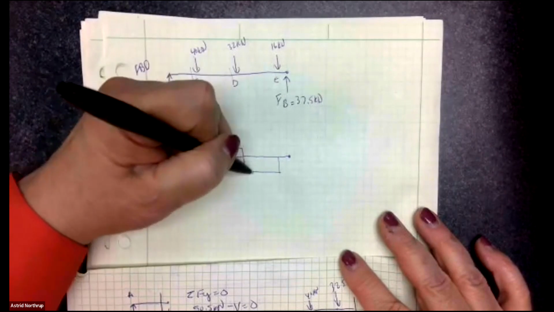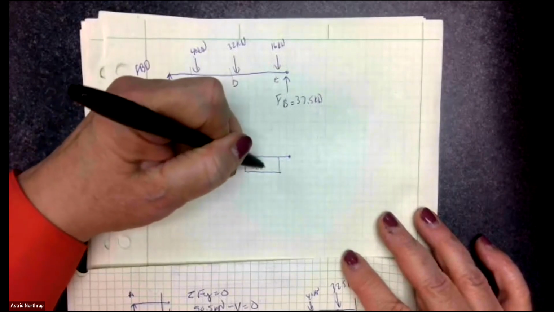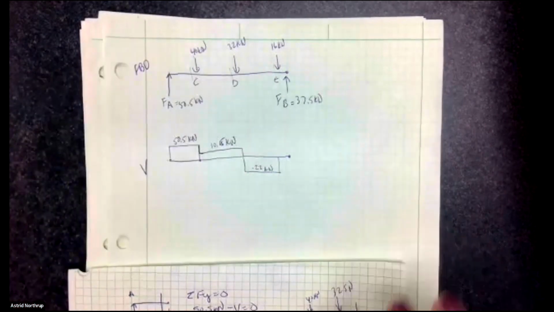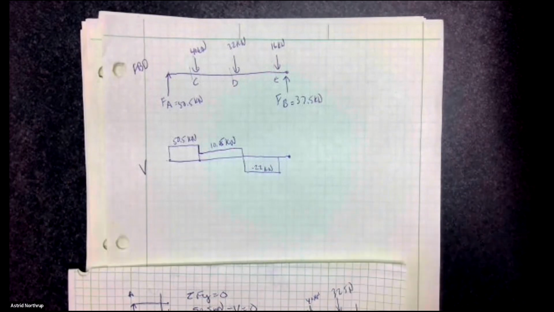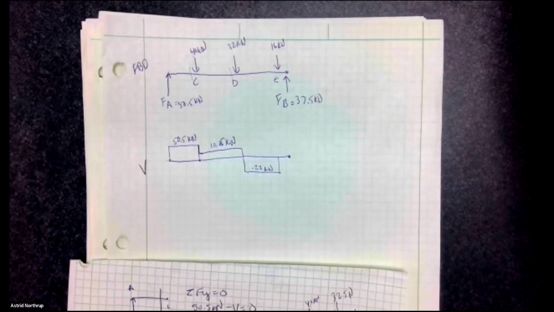So from here to here, our V diagram looks like this: minus 22 kilonewtons. Now here's another point. With shear, the sign is only directional. Unless there's some weird anisotropic property of the material, a negative shear and a positive shear have the same effect. They shear the material. It's just whether it shears it this way or that way.